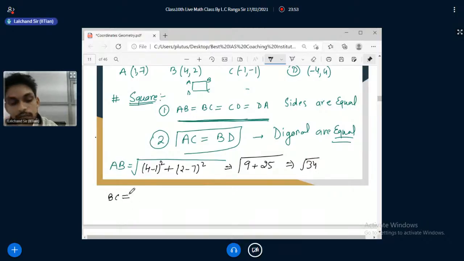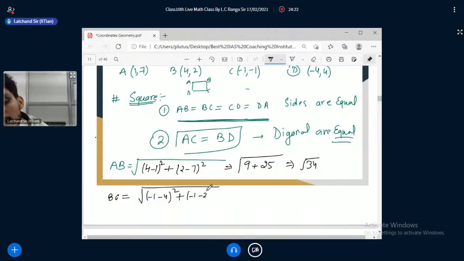What is the value of BC? BC means the distance between point B and C. If we write (minus 1 minus 4) squared plus (minus 1 minus 2) squared, this is equal to the square root of 25 plus 9. So this is also equal to the square root of 34.